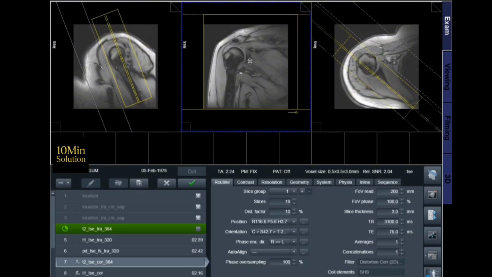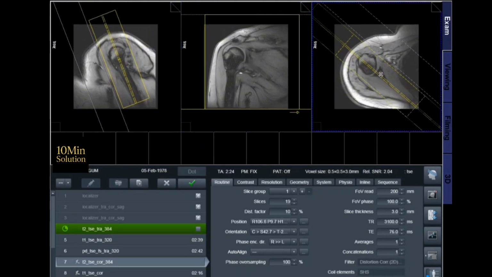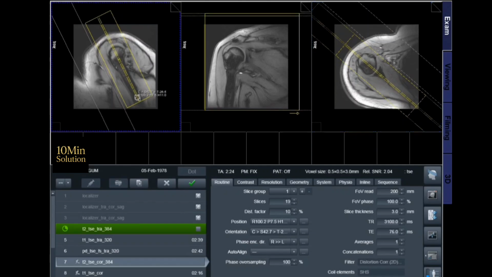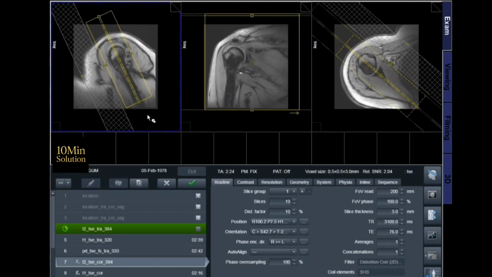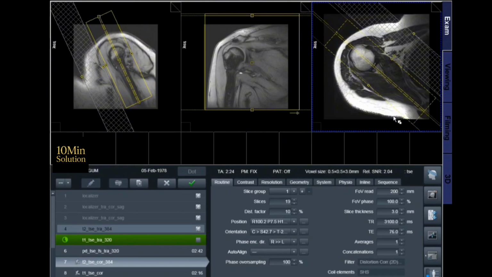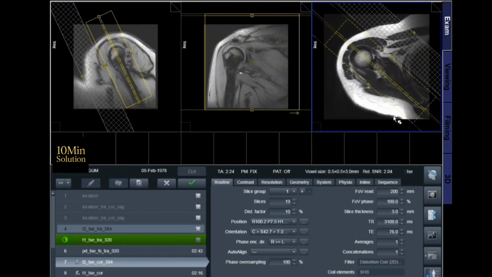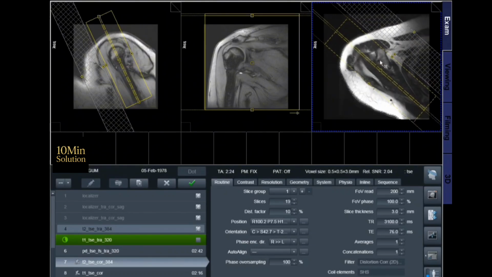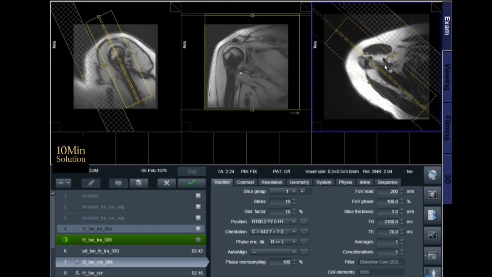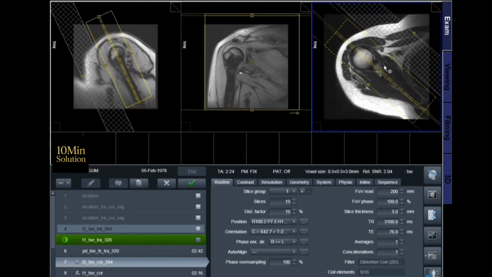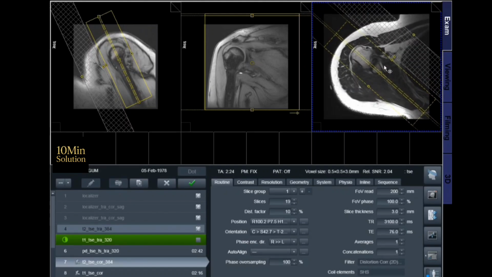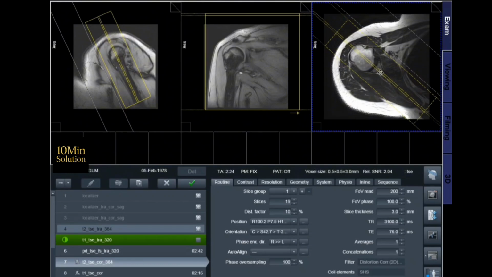Standard MRI sequences. A typical MRI shoulder protocol includes T1 weighted images: detailed anatomy, bone marrow evaluation, muscle structure. T2 weighted or PD fat-saturated sequences: tendon tears, joint effusion, bursitis.